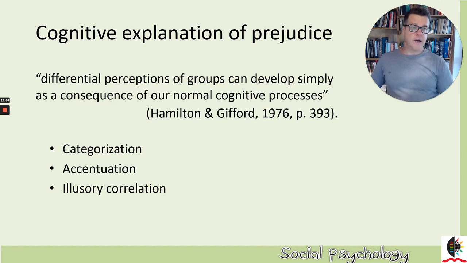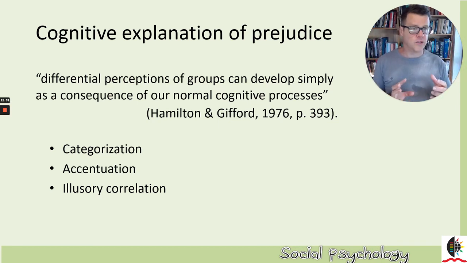So going back now to the cognitive explanation of prejudice, you remember we start with those optical illusions, and we were basically arguing that the impression we get of the world isn't what's actually in the world. A distortion can happen in how we perceive, and this is essentially what this cognitive approach says. As Hamilton and Gifford said, the differential perceptions of groups can arise simply as a consequence of normal cognitive processes.